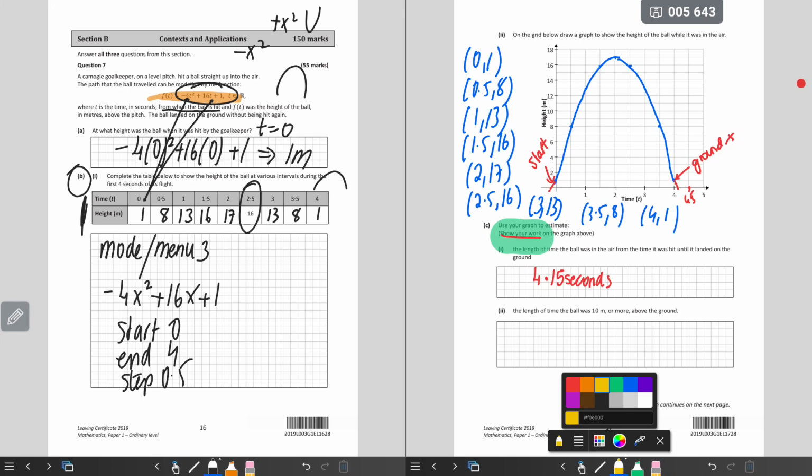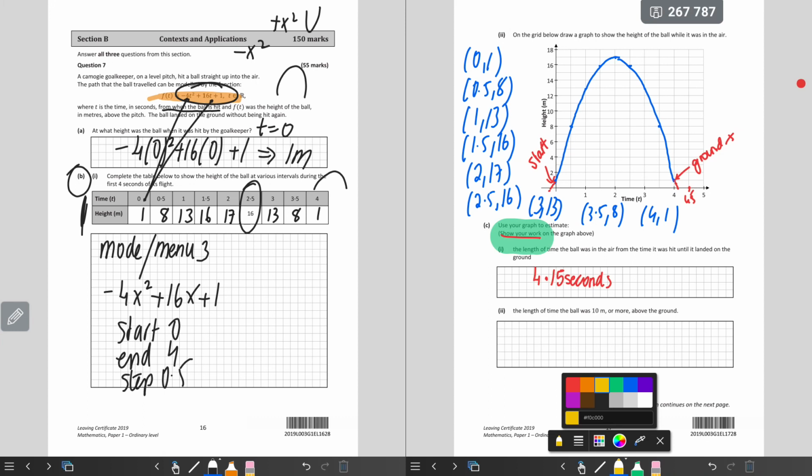The length of time the ball was 10 metres or more above the ground. So how are we going to do that? The length of time. Give me a time when the ball was 10 metres above the ground. Or how would you find a time when the ball was 10 metres above the ground? What would you do?